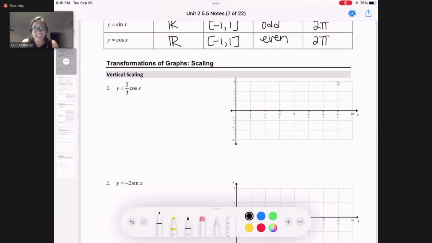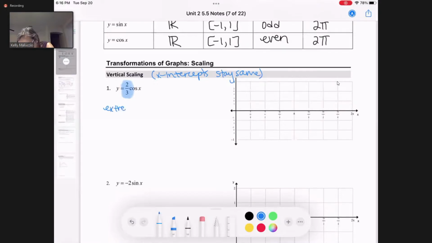All right, now we've got some scaling. So vertical scaling, in this case, the x-intercepts stay the same. Let's take a look at what this means. If we have 2/3 cosine x, this is not going to change the x-intercepts because it's not going to change the 0. If cosine is 0 at this point and you multiply by 2/3, it's still 0. Nothing's going on, right? But it's going to change those extreme values, so 1 and -1, right?